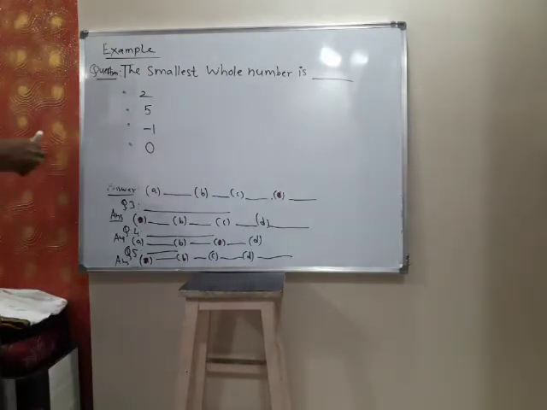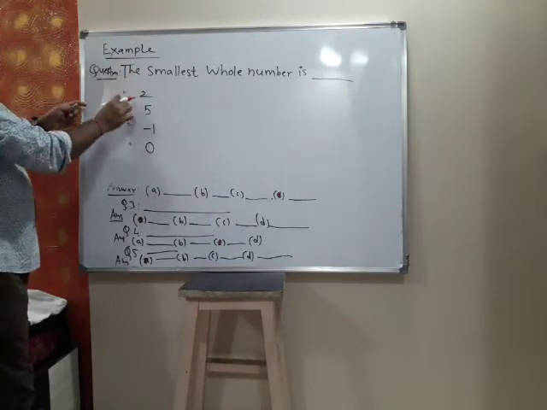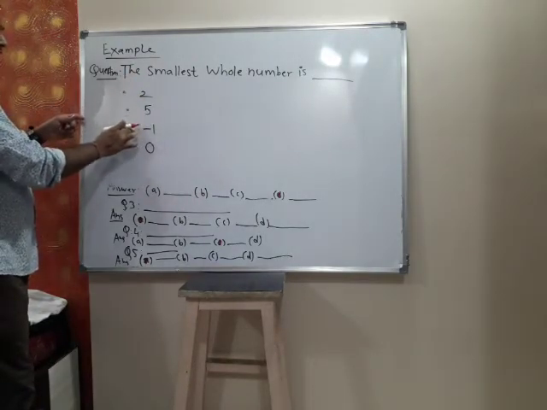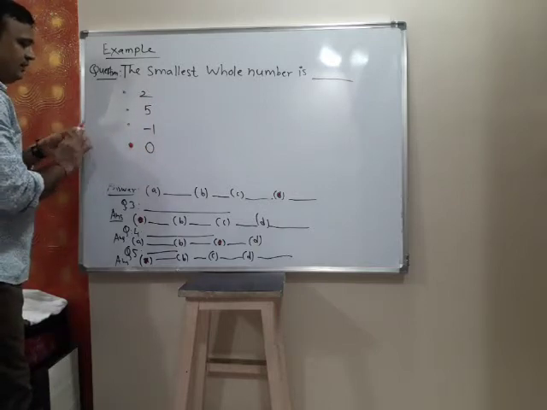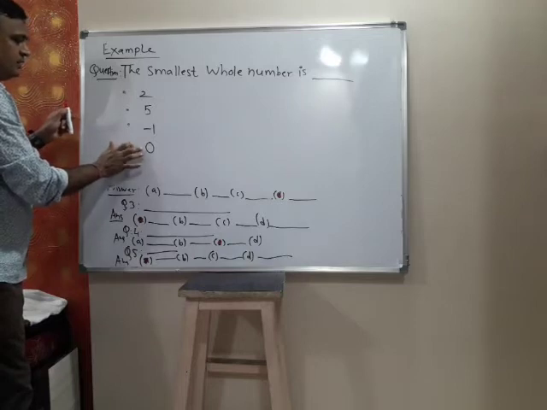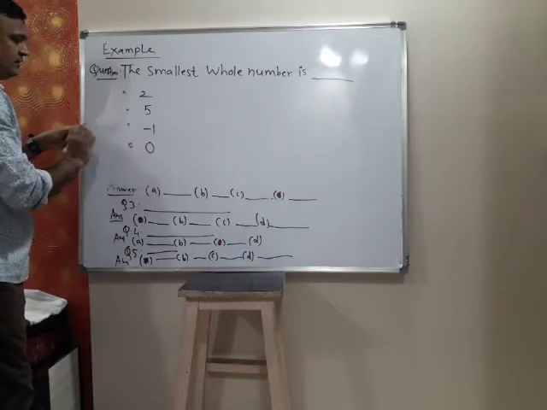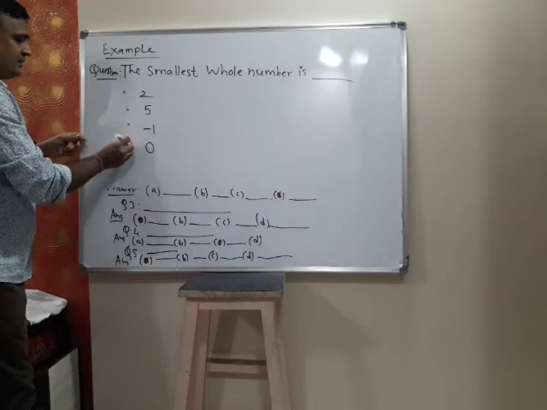So my 0 is the correct answer. This is a wrong answer, that I will not click. This I will not click. This I will not click. Now 0 is the correct answer, so this I will click. I will just put a click over that, because 0 is the correct answer.